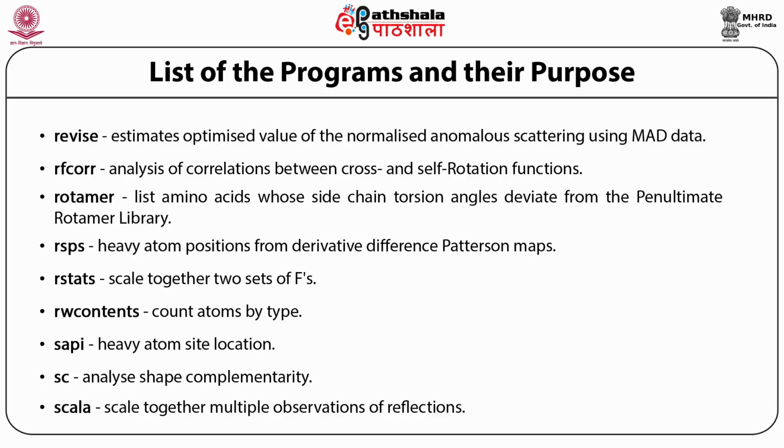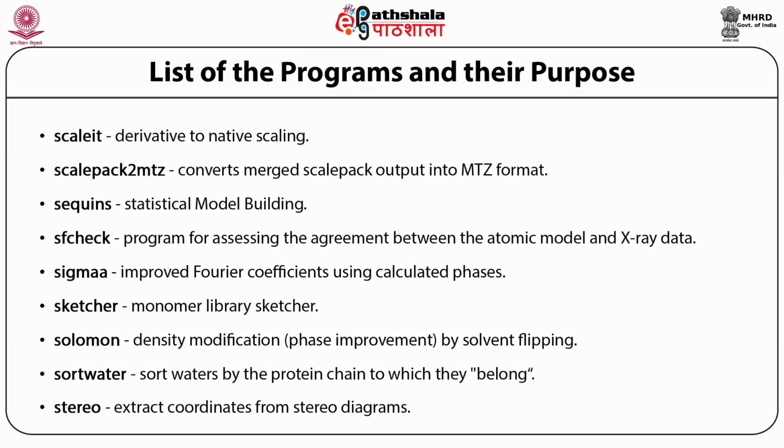Then for scaling together multiple observations or reflections, you use Scala. We have programs for statistical model building called Sequence, and for checking the agreement between the atomic model and X-ray data, we have SFCHECK. For the improved Fourier coefficients using calculated phases, we have the program Sigma. Then another important program is for density modification by solvent flipping. This is known as Solomon. Then for exact coordinates from stereo diagrams, we have the program Stereo.